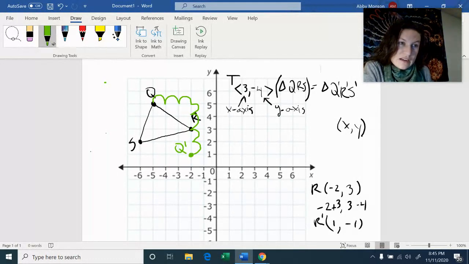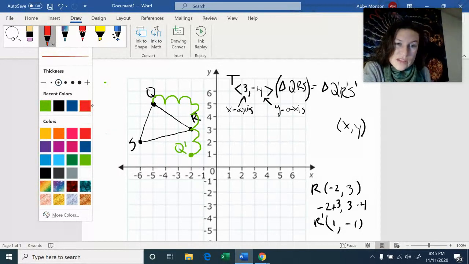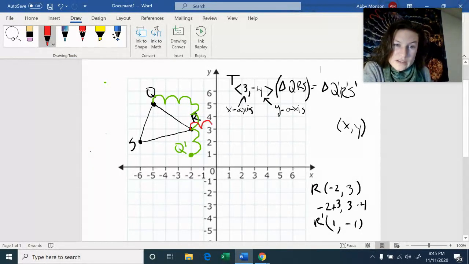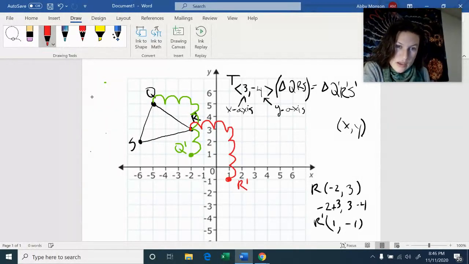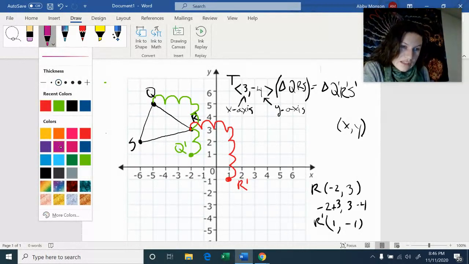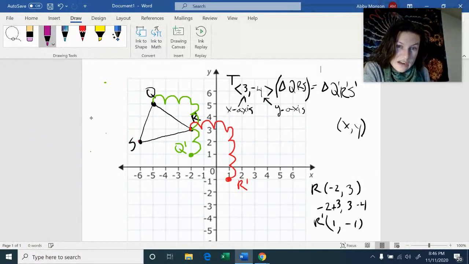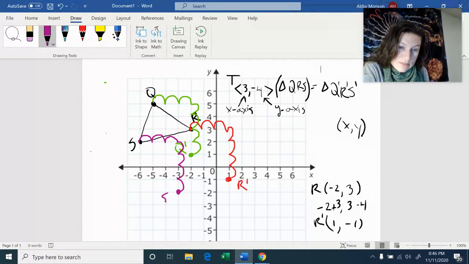So R, I'll get another color for R. How about red? Red's nice. Start at R. We're going to go over 3. 1, 2, 3. And down 4. 1, 2, 3, 4. Right there. Okay? Let's label that as point R, R prime. And then we'll get a pinkish purple here. So now S is our last coordinate. Remember, we can just start there. Our transformation says we're going to go right 3, 1, 2, 3, and then down 4, 1, 2, 3, 4. So now I've drawn all over my image, and it isn't the most beautiful thing. That's going to be S prime.